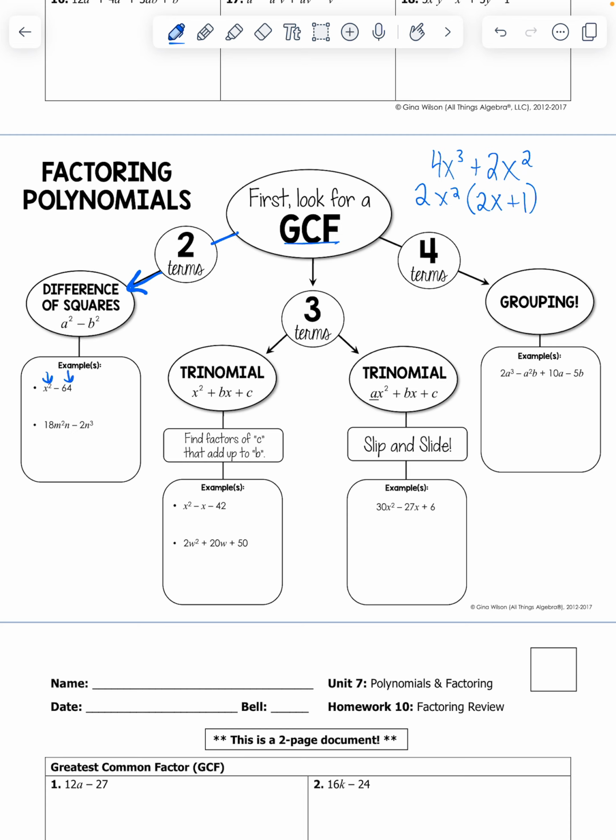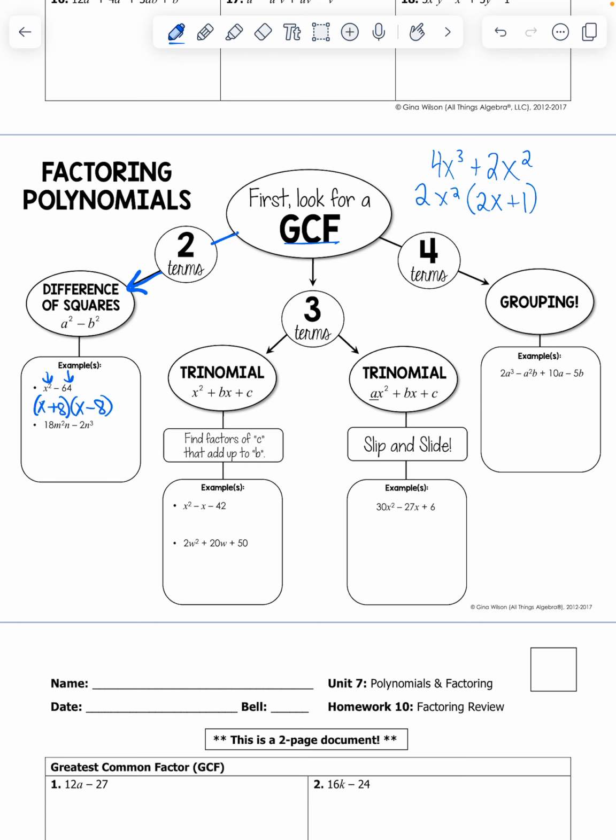When you have a difference, a subtraction problem of two perfect squares, this factors into x plus and x minus, and then 64 is a perfect square. The square root of 64 is 8, so this factors into x plus 8 times x minus 8. Now, the second one doesn't look like it's a difference of squares problem, and that's because first we would have to find the greatest common factor.